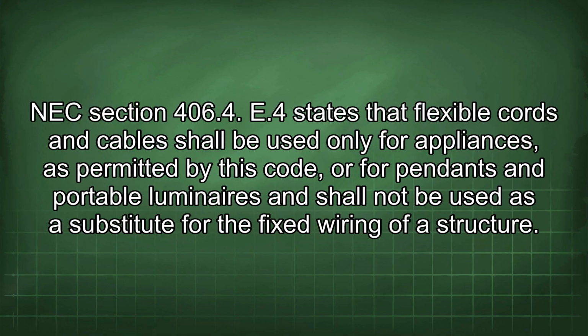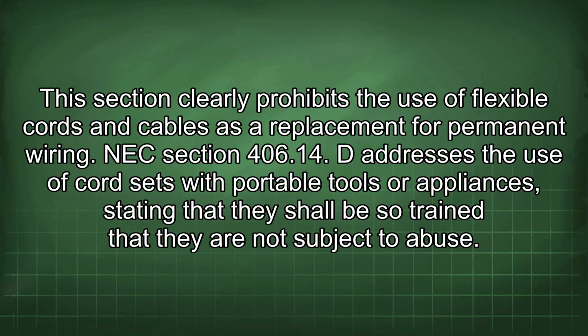NEC Section 406.4 E4 states that flexible cords and cables shall be used only for appliances as permitted by this code, or for pendants and portable luminaires, and shall not be used as a substitute for the fixed wiring of a structure. This section clearly prohibits the use of flexible cords and cables as a replacement for permanent wiring.